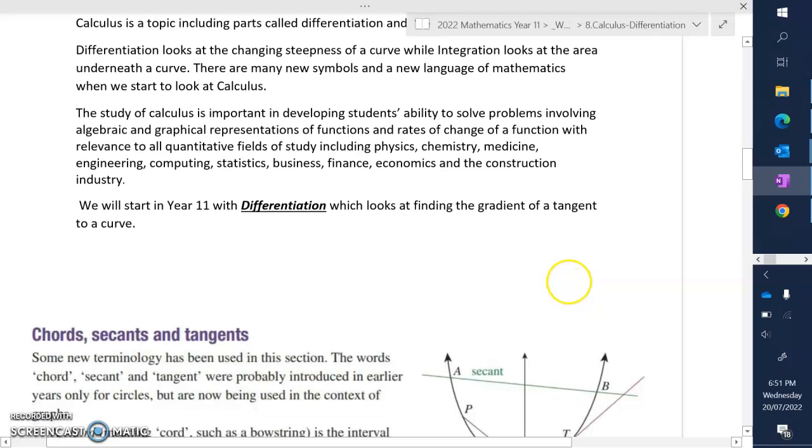Okay, so we will start with year 11 looking at differentiation. The other one, integration, we will look at in year 12. If you're doing the extension 1 maths, we will look at that in greater detail, and we'll look at partial differential equations and a whole heap of different things as well.